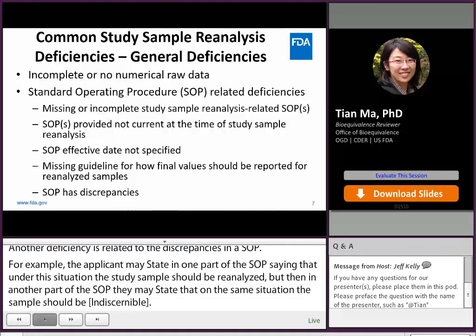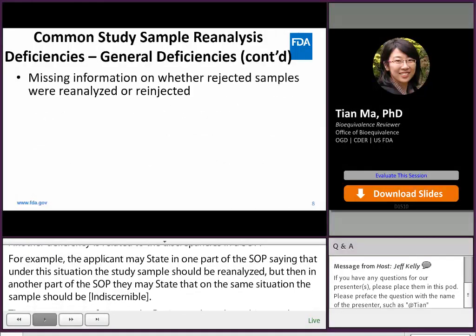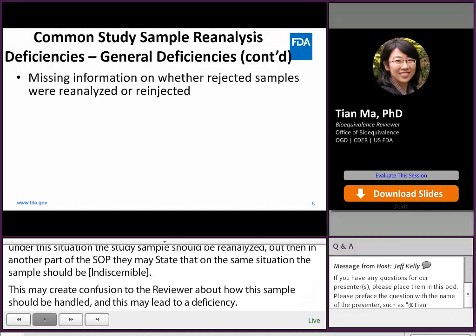And this example also ties to another point I would like to make, which is that please specify whether the rejected samples were reanalyzed or reinjected in the bioanalytical report.